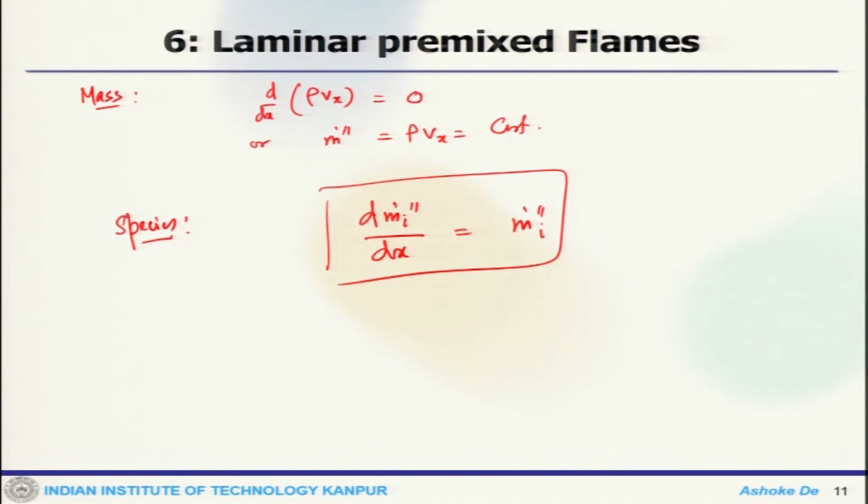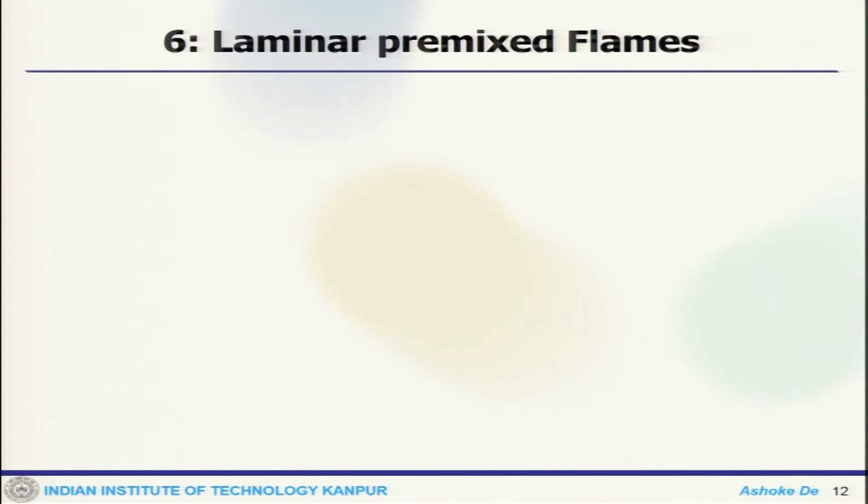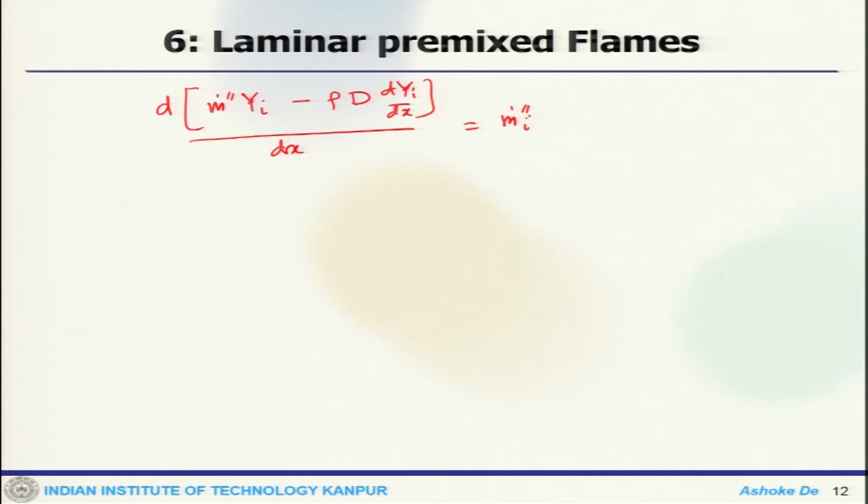And now, when I apply Fick's law of diffusion, what we get with the application of Fick's law of diffusion is d/dx of (m dot Yi minus rho D dYi/dx) equals m dot triple dot i.